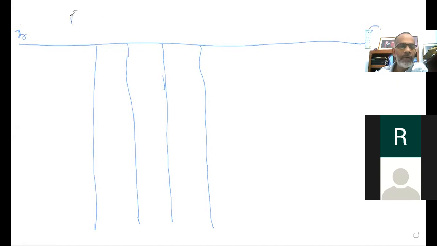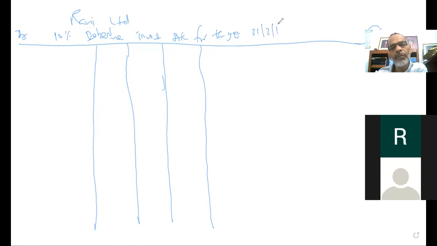I want to write down the name, Ravi Limited. What is that? Our investment account, 10%. You have to write down the investment 10% debentures investment account for the year ended 31st March 2016. We are going to use the what method? Cum sale.